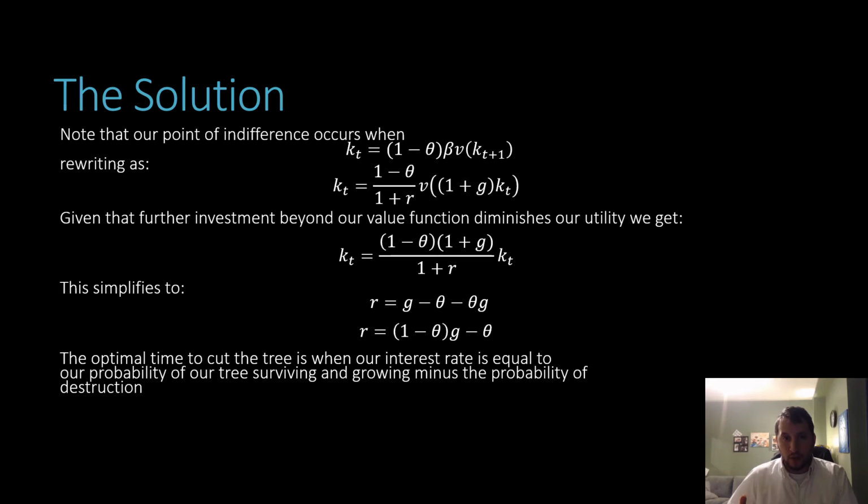We're going to also note that our investment beyond our value function at our point of indifference is going to give diminished utility. So we're just going to pick up what that value is going to be in the next period. That's going to be (1 plus g) times k_t, and that's just going to be multiplied to whatever we have here. A little bit more algebra, and this simplifies down to the following result. Thus, the optimal time to cut the tree is when our interest rate is equal to our probability of the tree surviving and growing minus the probability of destruction.